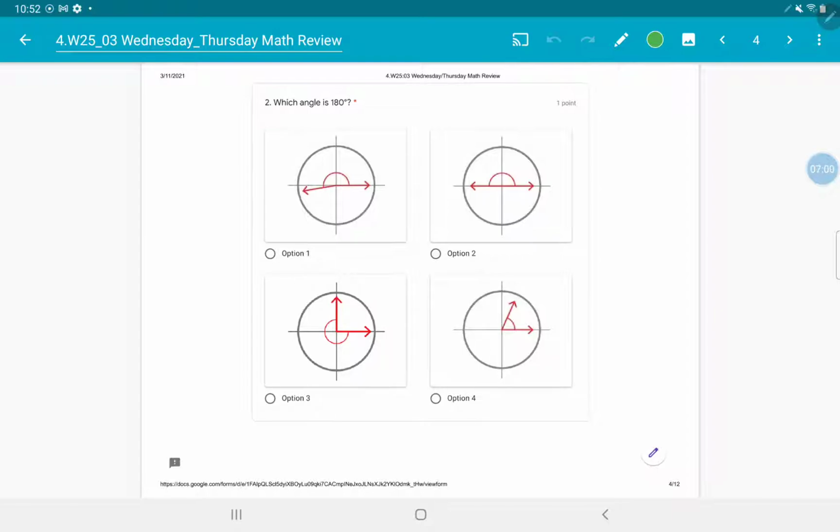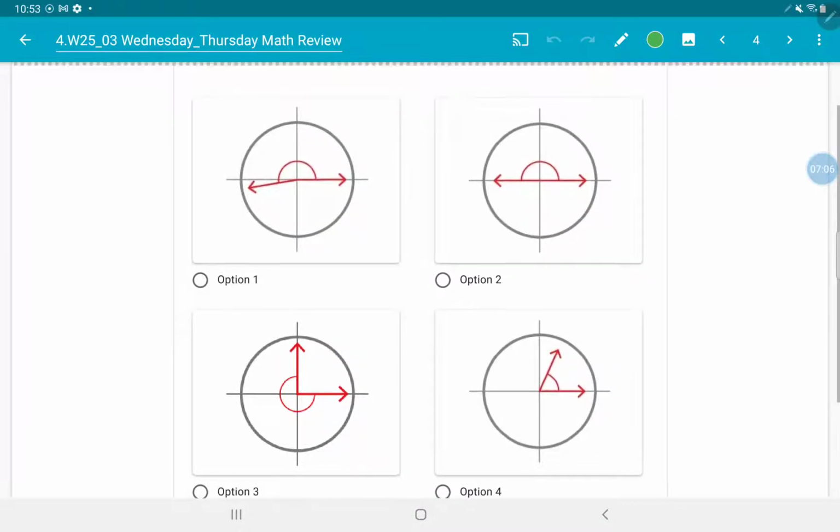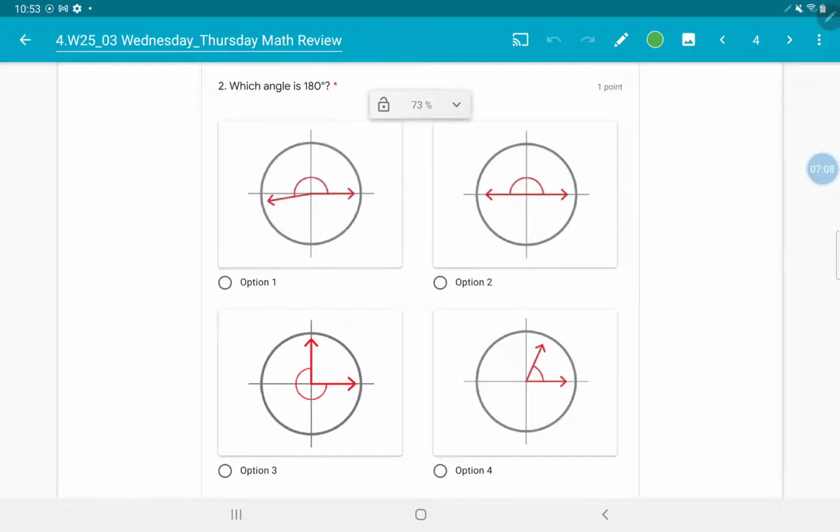We have some angles. It wants to know which angle is 180 degrees. Ansley, which option shows us a 180 degree angle? Option 2. It takes 2 90-degree angles to make 180 degrees, and in option 2, there's 2 right angles put together. Is option 1 more or less than 180 degrees? More. It's just a little bit more. Right, just a little bit more.